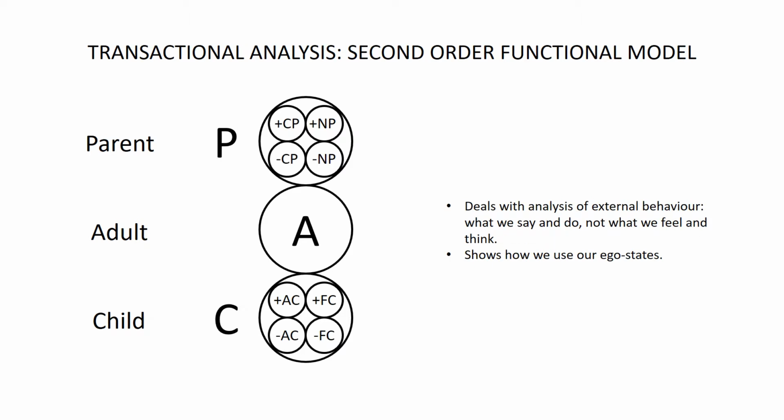The second order functional model can be used to analyse our personality in more detail than the first order model, specifically by examining our external behaviour. In dividing our ego states according to what we say and do, it shows how we use our ego states.